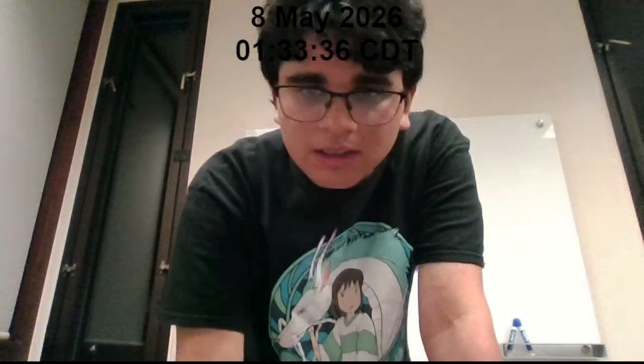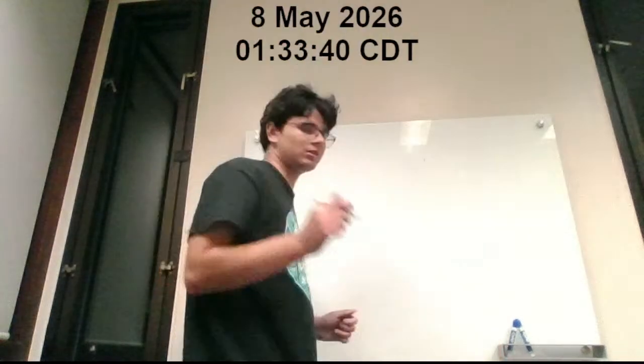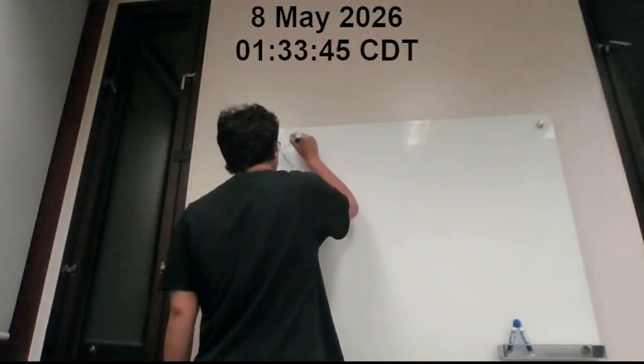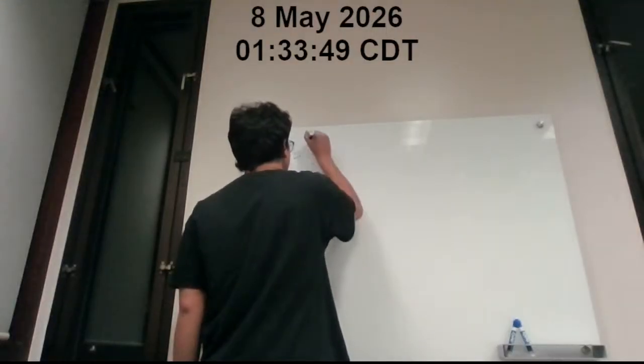So let's do some vector multiplication now. Let's say we have a vector x. So our vector goes to R^n, like so.